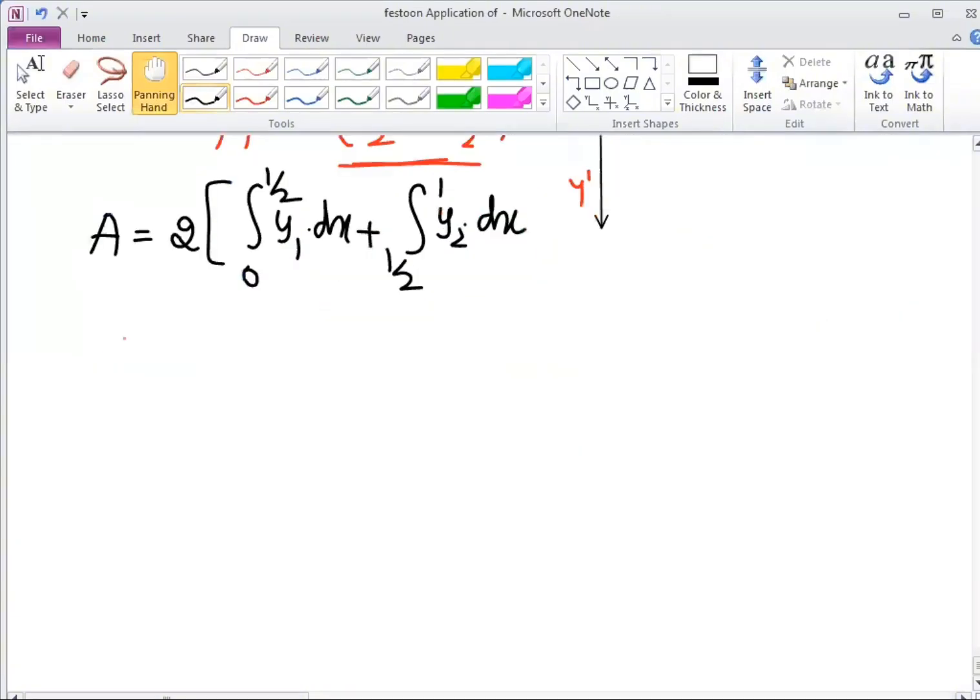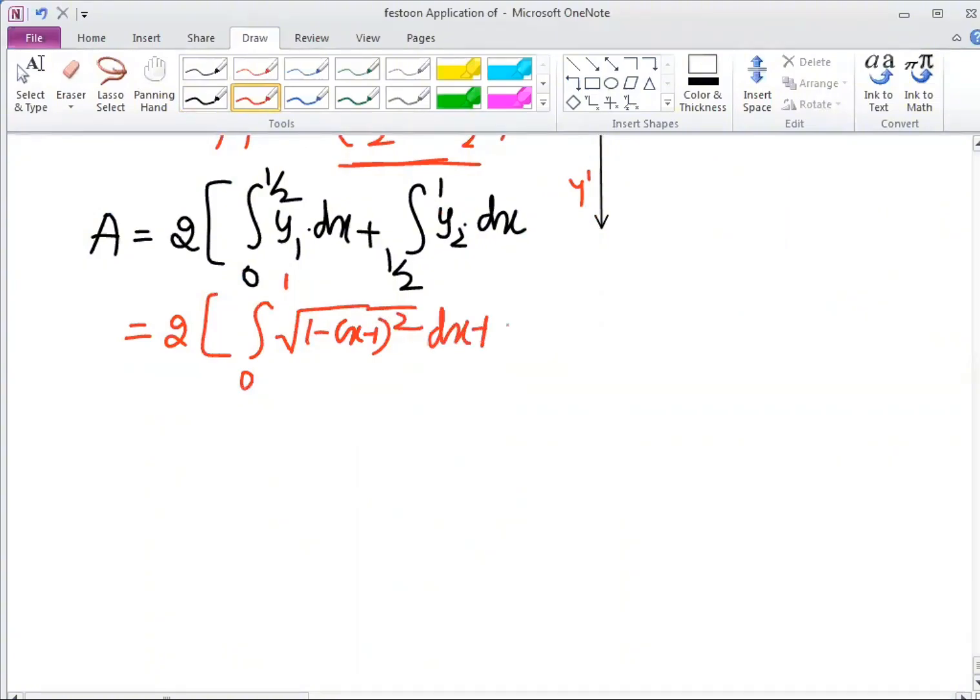So now the area is equal to 2 into integration from 0 to half, y1 value, already you know, square root of 1 minus (x minus 1) whole square into dx, plus integration from half to 1 square root of 1 minus x square into dx.